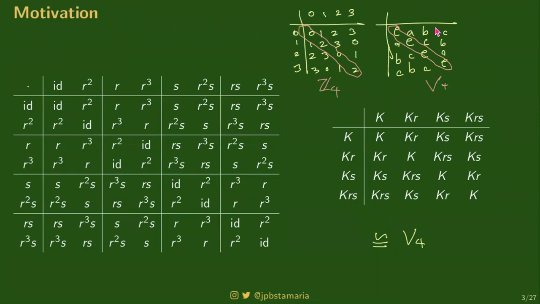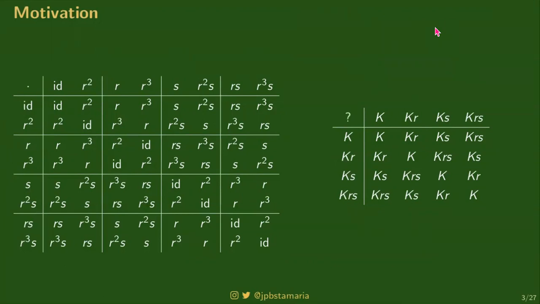So it seemed like the cosets themselves form a group structure. But remember, a group is not a set alone. A group has to have an operation. So the question is, what is the rule? What is the rule for multiplication among these cosets? Why can we say that they form a group? If they form a group, what operation is that in particular?